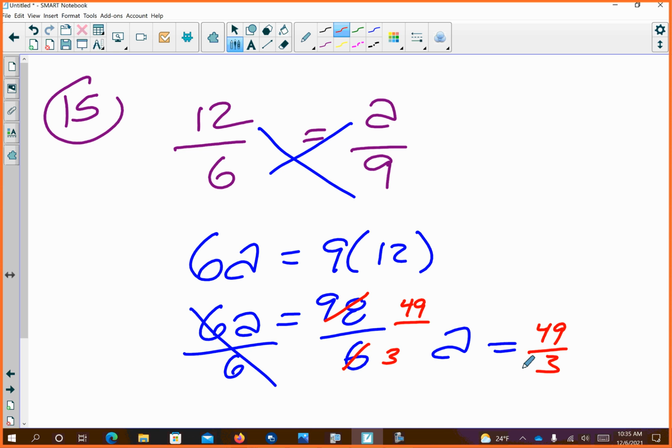So what is 49 divided by 3? First off, is 9 times 12, 98? Oh, it's 108. Oh, my goodness, 108.